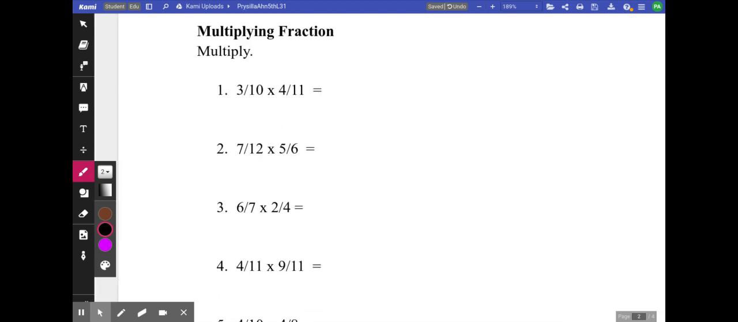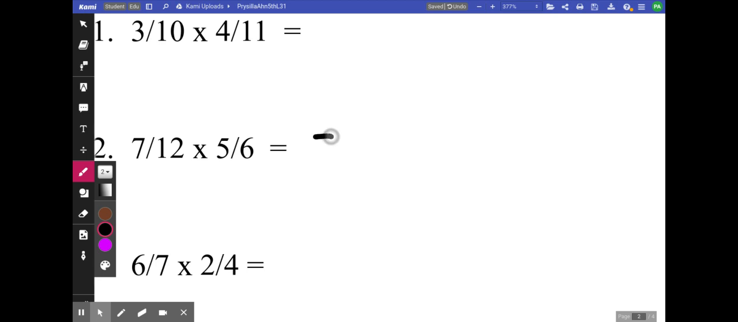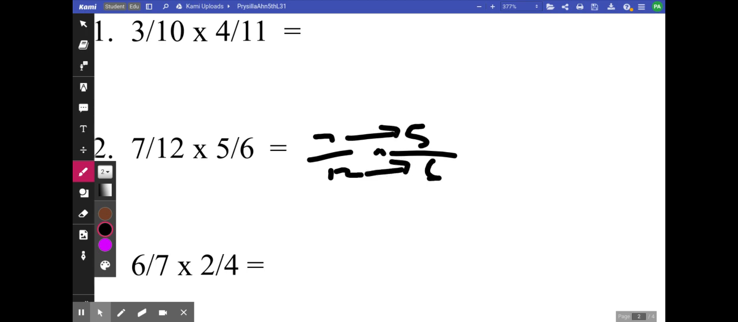Next, multiplying fractions. Multiplying fractions is probably the easiest thing to do with fractions because you literally just multiply across. So let's do number 2 together. 7 twelfths times 5 sixths. You literally multiply straight across, because there's another thing called cross multiplying, which we will be seeing later. So 7 times 5 is 35, 12 times 6 is 72, and there you go.